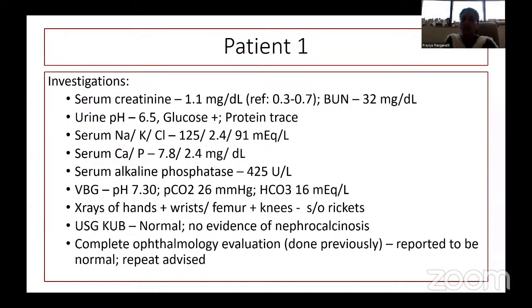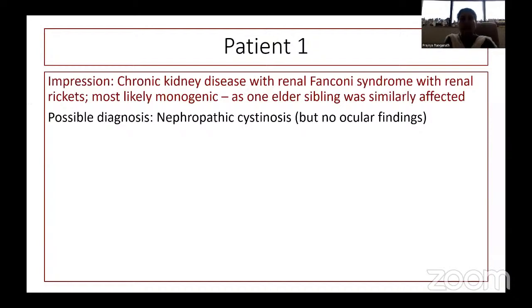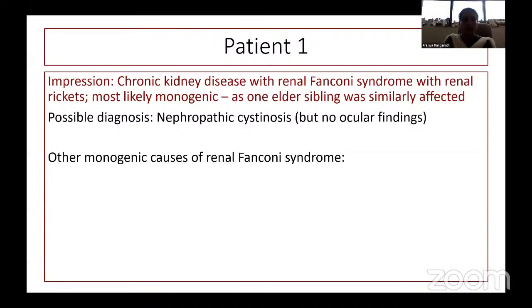Complete ophthalmology evaluation had been done previously and was reported to be normal somewhere outside, but a repeat evaluation was advised. So based on the clinical features and the investigation findings, the overall impression was that of chronic kidney disease with renal Fanconi syndrome with renal rickets, most likely of monogenic etiology because an elder sibling was also affected, and a possible diagnosis was nephropathic cystinosis. But the point against was that in the ophthalmology report which was available, no ocular findings were reported.